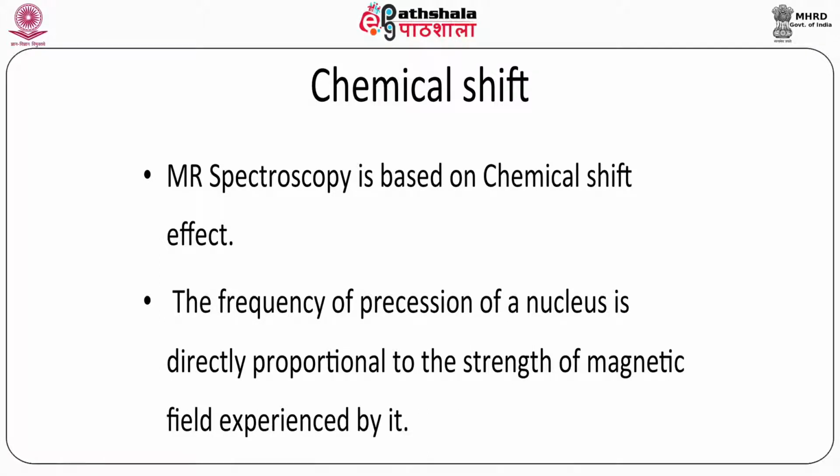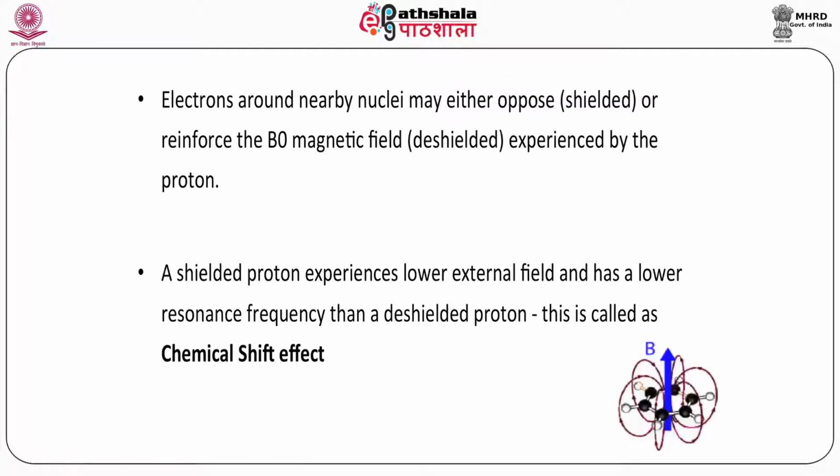The chemical shift effect. MR spectroscopy is based on the chemical shift effect. The frequency of precession of a nucleus is directly proportional to the strength of the magnetic field experienced by it. Now, the electrons around nearby nuclei may either oppose or reinforce the magnetic field experienced by the proton. A shielded proton experiences a lower magnetic field and has a lower resonance frequency compared to a de-shielded proton, which is called the chemical shift effect.